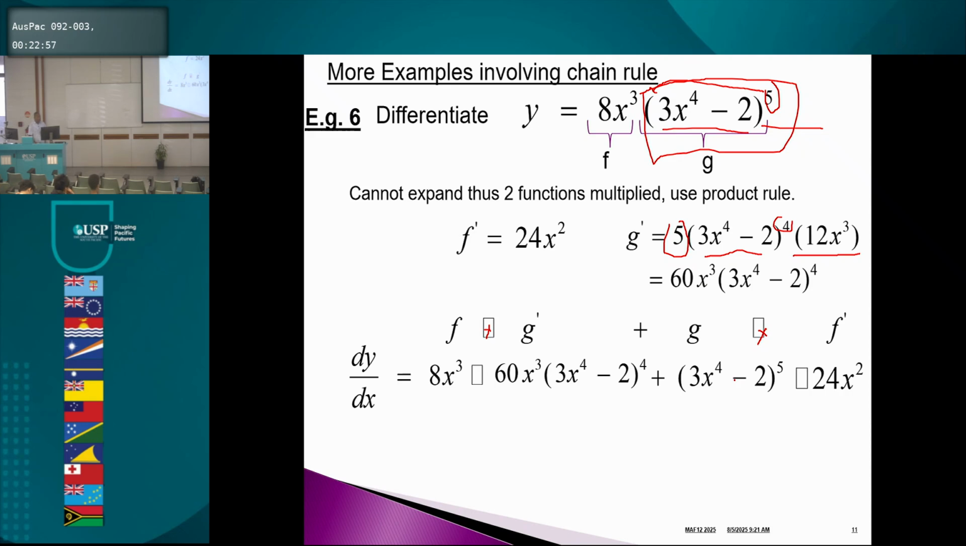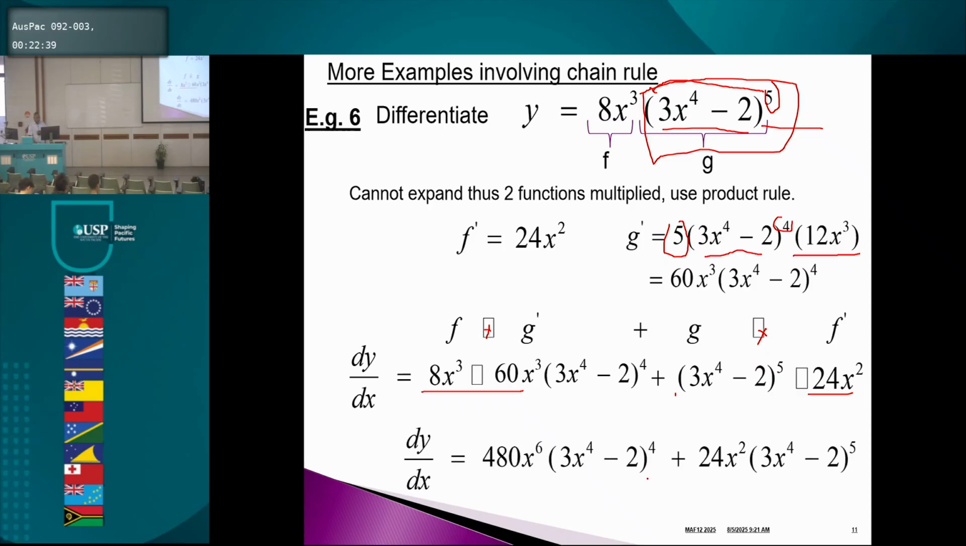Again, we expect you to simplify this further. If you leave it as it is, we'll deduct marks because this is not the simplest we can have. I can multiply these two, and I can move the 24x squared to the front. That looks better.